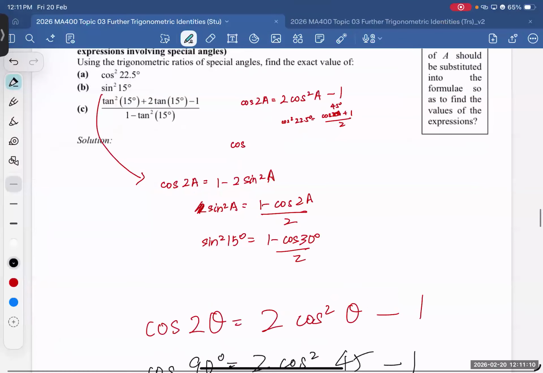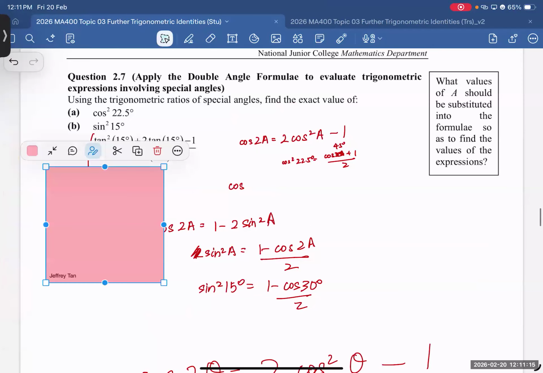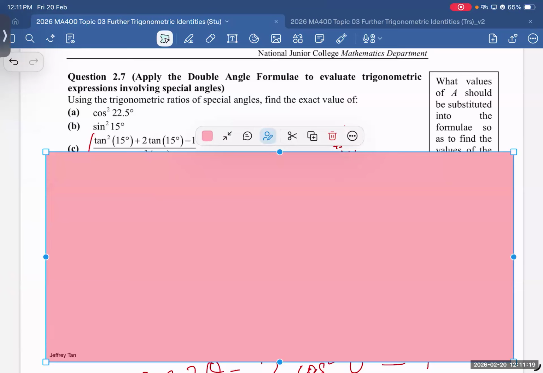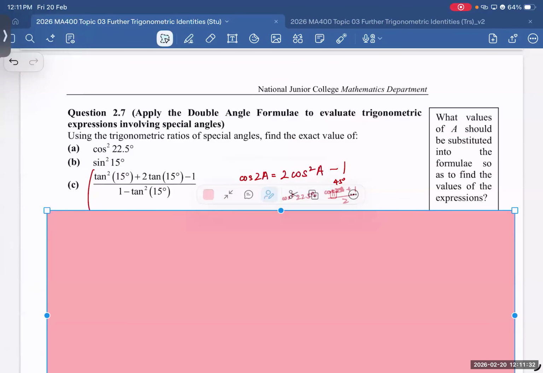Okay, so I go through 2.7a. Now, there are some numbers that you must fall in love with. Those numbers are special angles, 45, 30, and 60. So when you come to 22.5, hey, isn't that half of 45? Those are numbers that you, in a very good way, got to memorize.